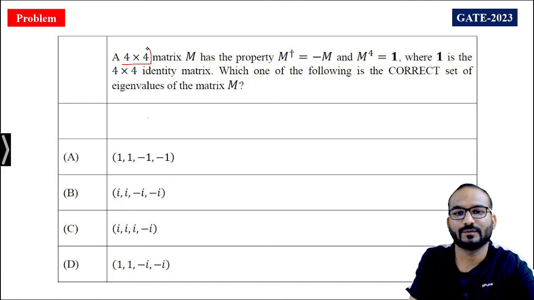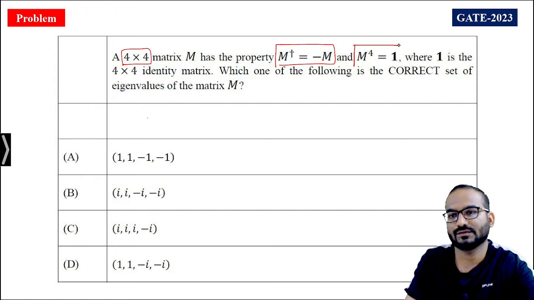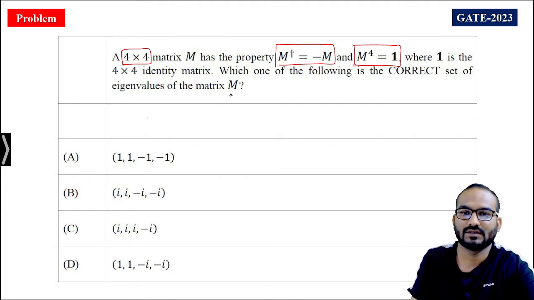A 4 by 4 matrix M has the property M dagger is equal to minus M, and M to the power 4 is equal to identity. I is the 4 by 4 identity matrix. Which one of the following is the correct set of eigenvalues of the matrix M?